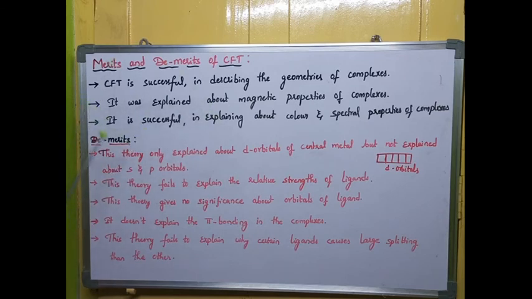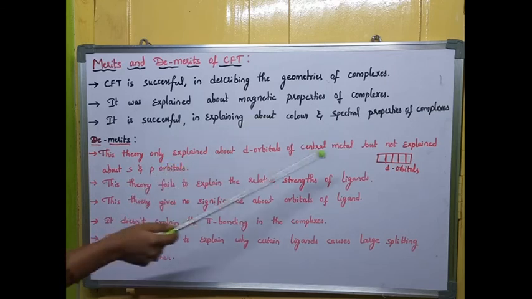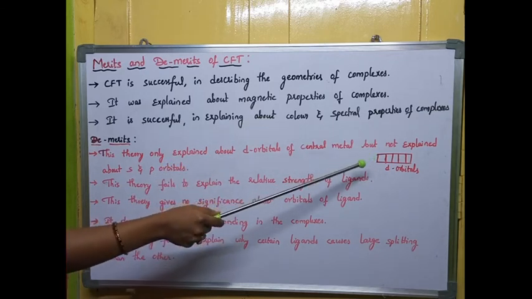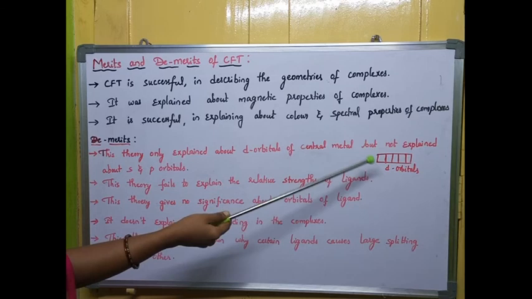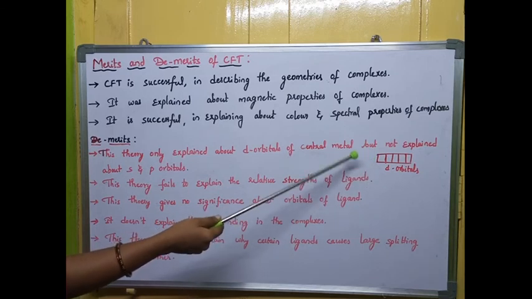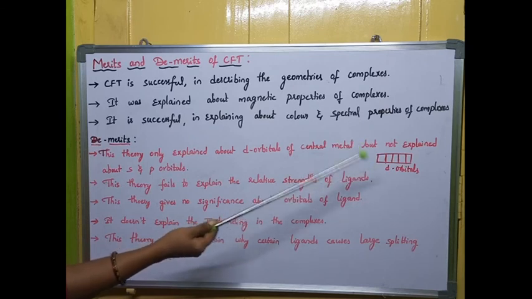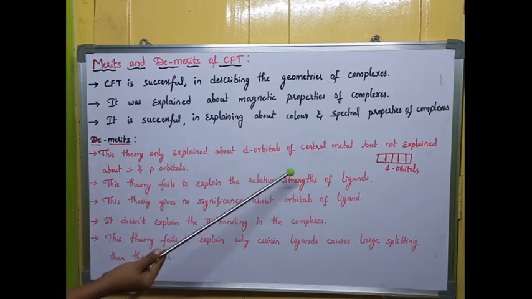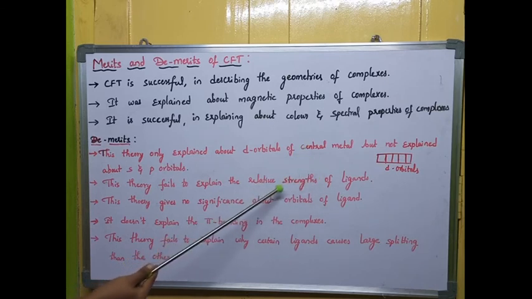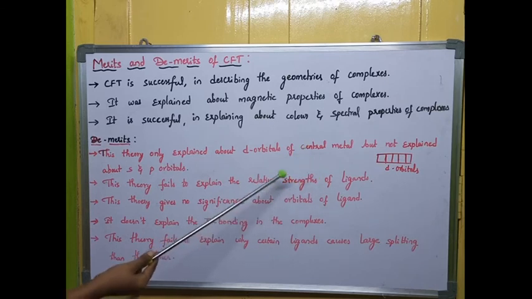Next, coming to the demerits. Demerits are the drawbacks of this theory. This theory only explained about the d orbitals of the central metal, but not the s and p orbitals. We have seen the d orbitals which undergo splitting, that is crystal field splitting, is explained clearly. But how the s and p orbitals inside get attacked by the ligands is not explained by this theory. This is one drawback. This theory also fails to explain the relative strengths of the ligands. Already we have seen some ligands are weak, some ligands are strong. Why they are weak and strong is not clearly explained by this theory.